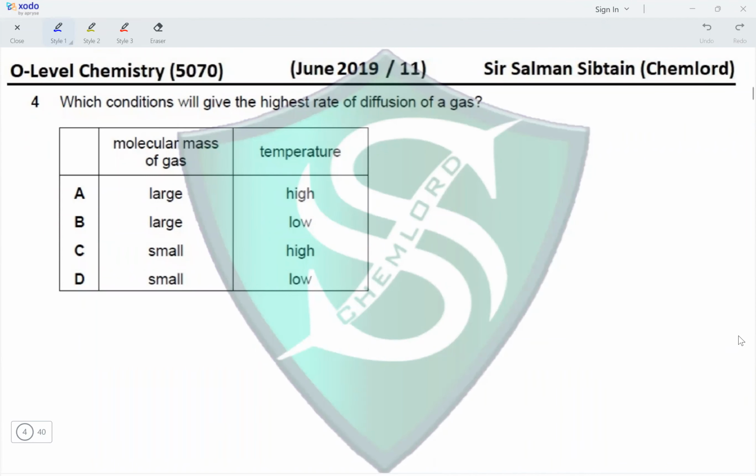Question 4. Which conditions will give the highest rate of diffusion of a gas? Molecular mass of the gas has to be small and the temperature has to be high. Because the smaller the mass, the quicker the molecule will travel, and the greater the temperature, the more energy will be possessed by the molecule of the gas, and the quicker it will travel. So small is there in options C and D, and high is there in option C, making option C the correct option for this question.